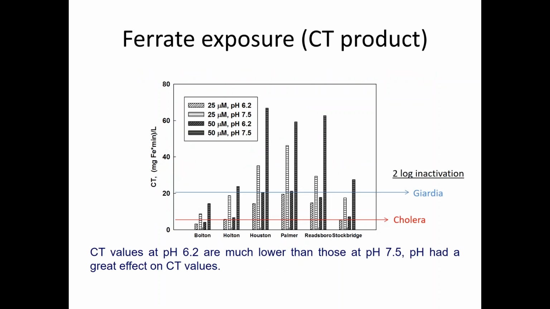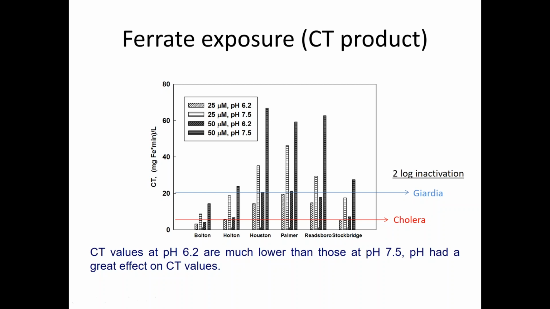And what I show in the next figure is those areas, those CTs, for each one of these now 6 different communities. It was evaluated for 2 different dose levels and 2 different pHs. And you see the CTs range from a value of maybe 3 all the way up to a value as high as maybe 65 or 70.